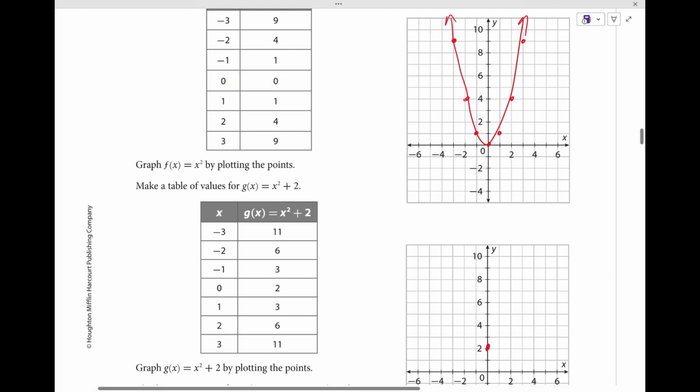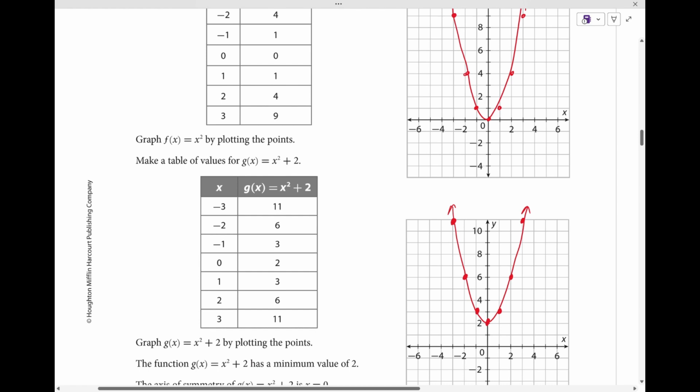Over here I had the point (1, 1). Now I add 2 to that, so now it's (1, 3). Also (-1, 3). Okay, let's look at the 2's. (2, 4) is going to become (2, 6), so my y value's moved up 2. And then (3, 9) becomes (3, 11), and (-3, 11). Just like that. So all of my points are moved up 2 by adding 2 to the y value.